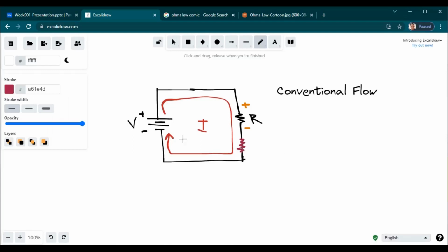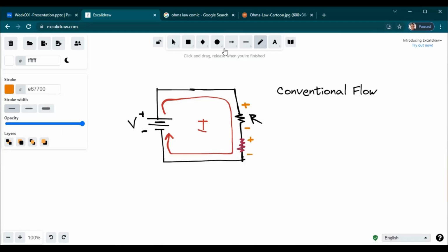Since the current is flowing from this direction, so positive, negative, the current will go in. Okay, so this is positive again. The current will go out, so this is negative.